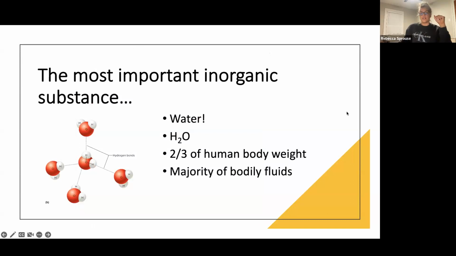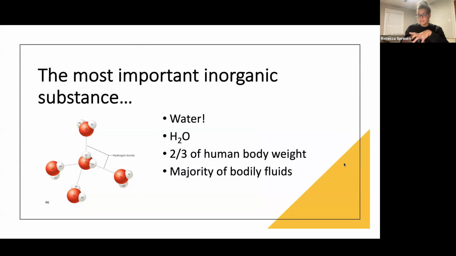I'm going to kind of switch gears a little bit, and I'm just hitting on all of those learning objectives in Module 1. The most important inorganic substance that we have in our body is water. It's going to be kind of the theme of the semester. Water is H2O, 2 hydrogen ions, 1 oxygen ion, right? And water makes up 2/3 of our human body weight, including our bloodstream.